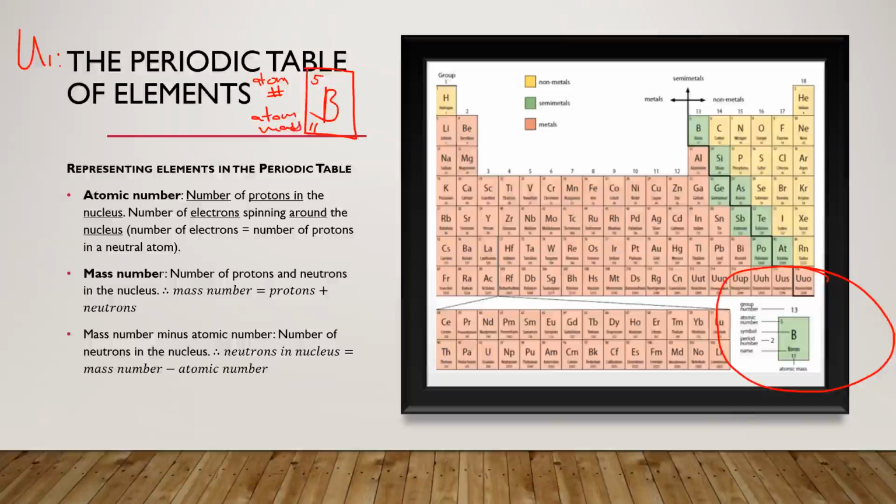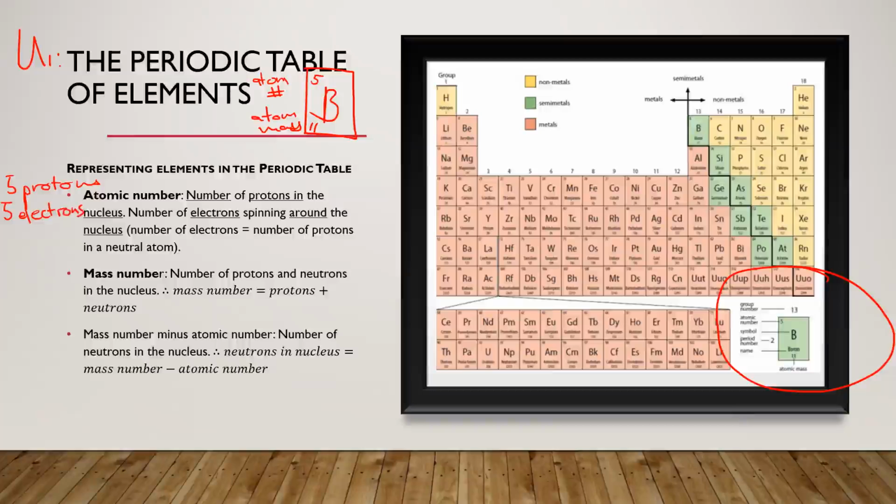Now, the atomic number is basically the number of protons in the nucleus. So we know that boron has 5 protons in the nucleus, okay? But the atomic number is also the number of electrons spinning around the nucleus. So we know that, okay, boron also has 5 electrons.